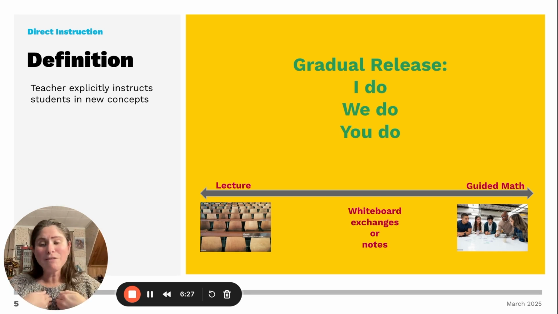Then, after I've shown them how to do it, we've all practiced together, they do a little independent practice. So that's the I do, we do, you do method of teaching. This is actually a fairly effective method of teaching. In fact, in that Visible Learning book that I mentioned at the beginning, this gets an effect size of 0.59. 0.4 is average, 0.59 is where we want to be.